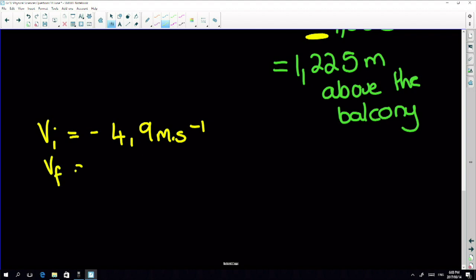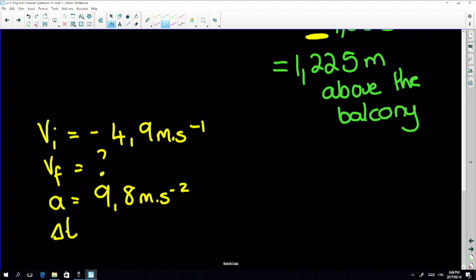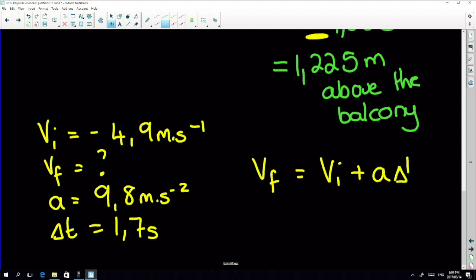Here's where life gets interesting. I want VF. Now watch here, A is positive 9,8 meters per second squared. My gradient to my graph is positive, and I saw from the graph that up, my original direction, was negative. That means down is positive, and I can't change that along the way. And delta T is the 1,7 seconds. Now, this is quite nice because it means I can use this equation.